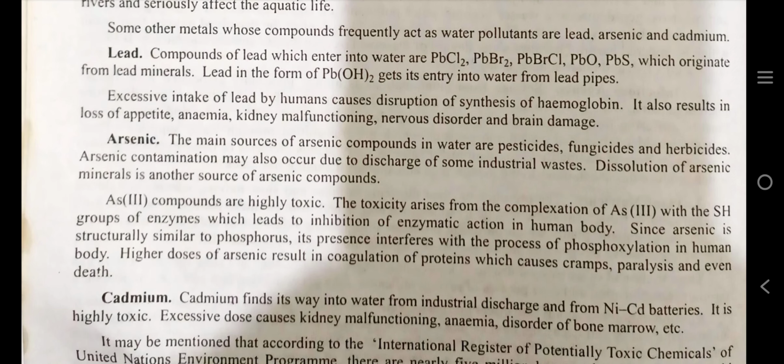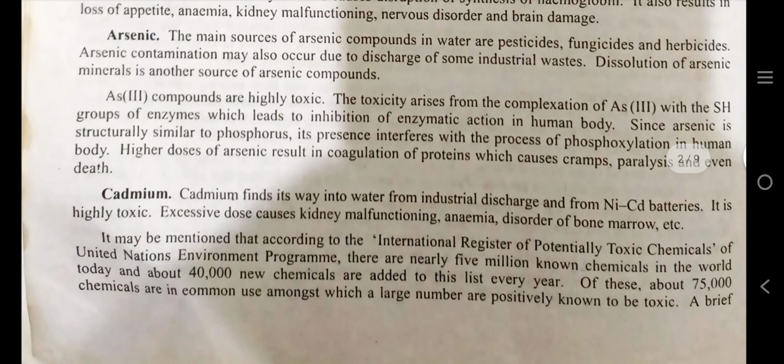The toxicity arises from the complexation of arsenic with the SH groups of enzymes, which leads to inhibition of enzymatic action in the human body. Since arsenic is structurally similar to phosphorus, its presence interferes with the process of phosphorylation in the human body. Higher doses of arsenic result in coagulation of proteins, which causes cramps, paralysis, and even death.